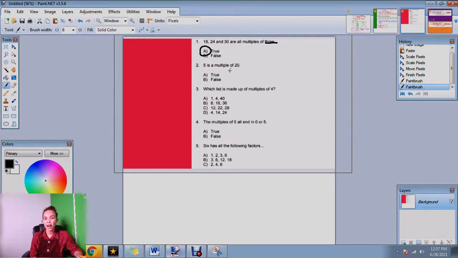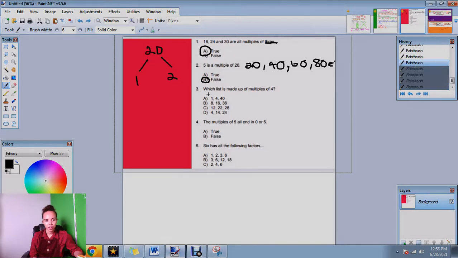5 is a multiple of 20. Let's list the multiples of 20. 20, 40, 60, 80. Okay, yes or no, 5 is a multiple of 20. Do you see 5 in the multiples listed over here? There's more, etc. True or false? False. But 5 is a factor. 5 is a factor of 20. Remember that the factors are okay.